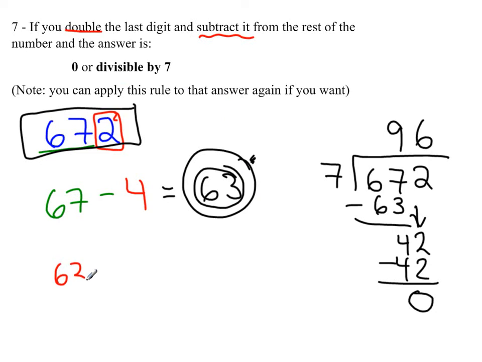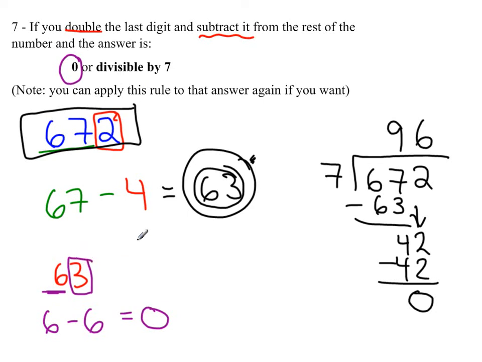And I know this is a little bit weird, so just bear with me. So it says double the last digit. Well, the last digit is 3, right? So 3 times 2 is 6. And we take what's in front of it, minus 6. 6 minus 6 is 0. And aha, that's the other condition. If it's 0 or divisible by 7, then the whole number is divisible by 7.